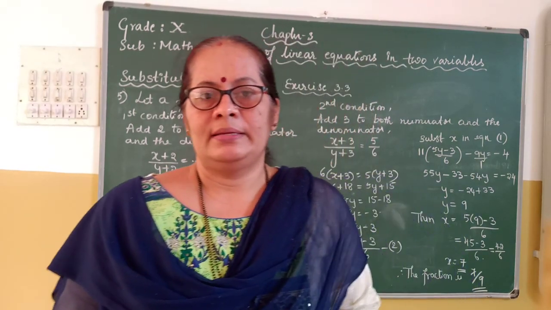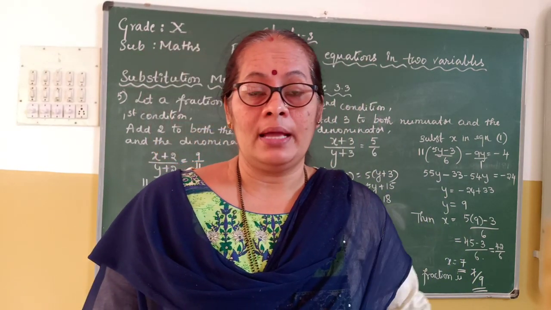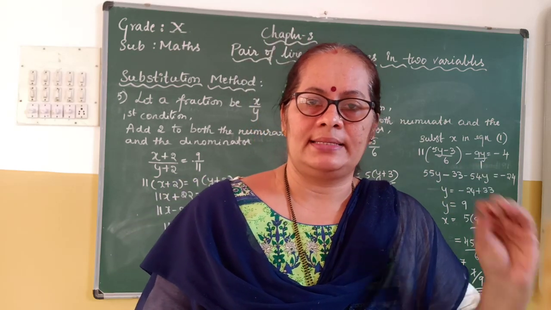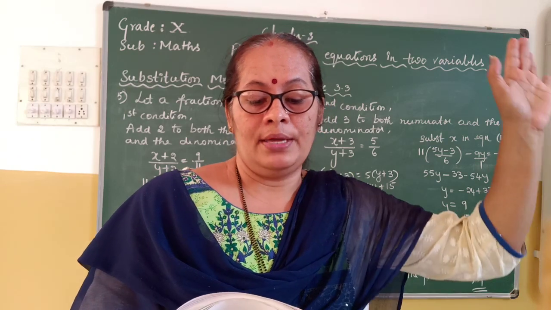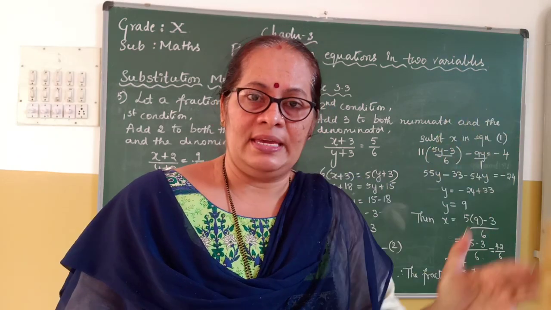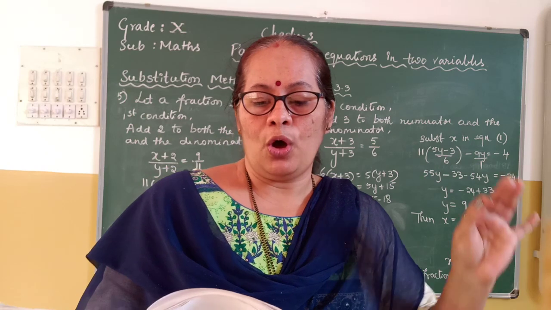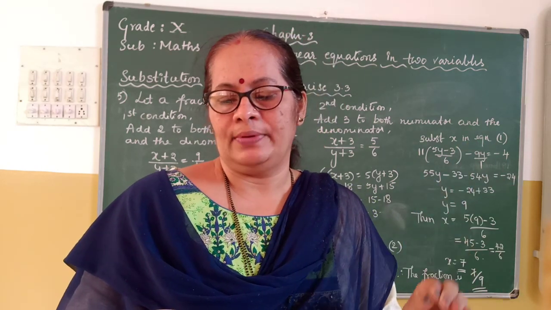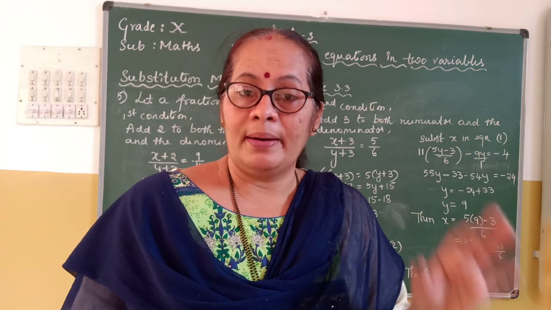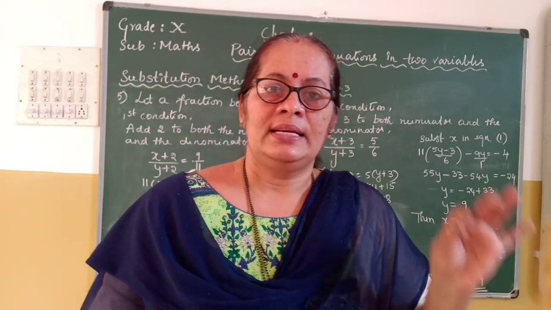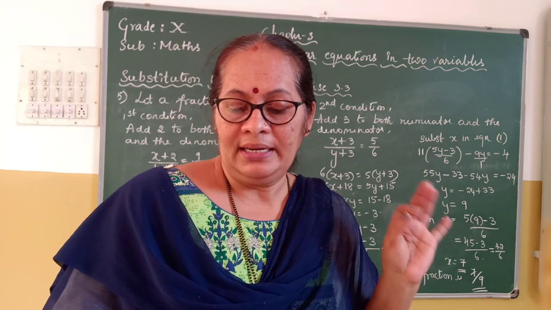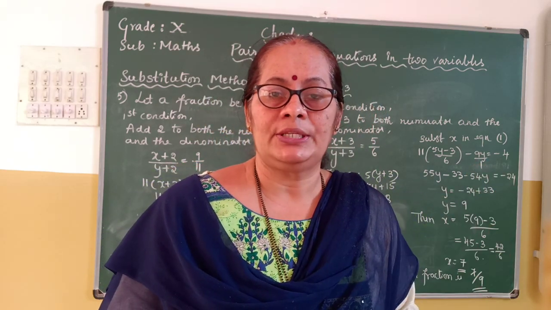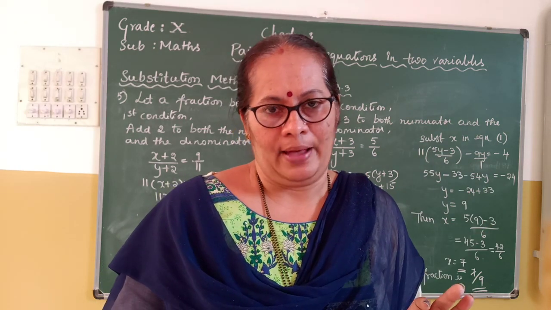Right? Okay. Then the last sum: 5 years hence, the age of Jacob will be 3 times that of his son. So we take Jacob's age as x and his son's age as y. From 5 years hence, the age of Jacob will be x plus 5 and his son's age will be y plus 5. The condition is Jacob will be 3 times his son's age, that is x plus 5 equals 3 into y plus 5.